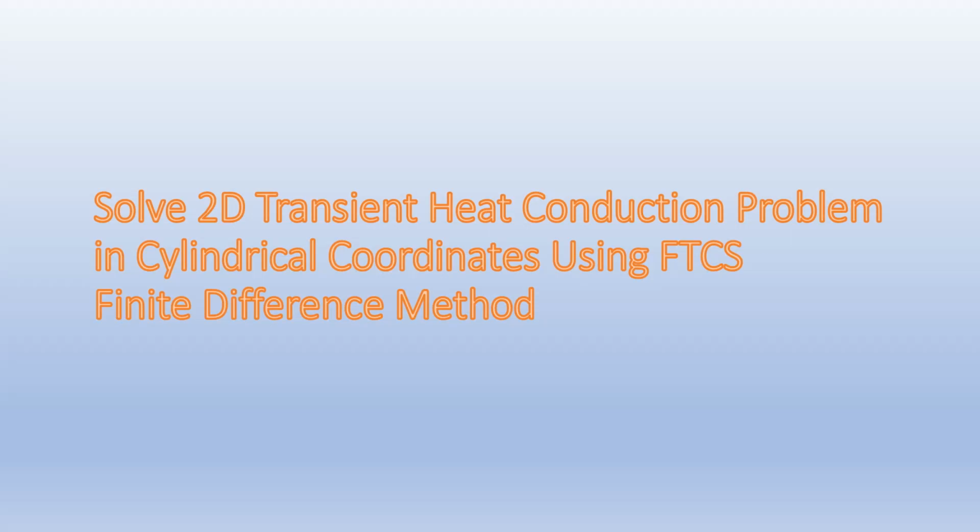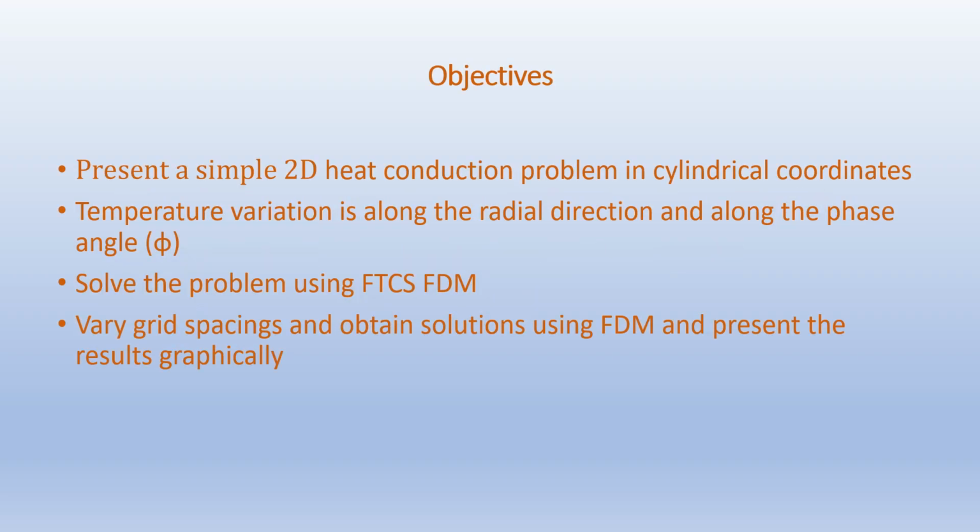Hello everyone. Today we are going to solve a 2D transient heat conduction problem in cylindrical coordinates using FTCS, or forward time centered space, finite difference method. Our objectives are to present a simple 2D heat conduction problem in cylindrical coordinates. The temperature variation is along the radial direction and along the phase angle phi. We'll solve the problem using FTCS finite difference method.